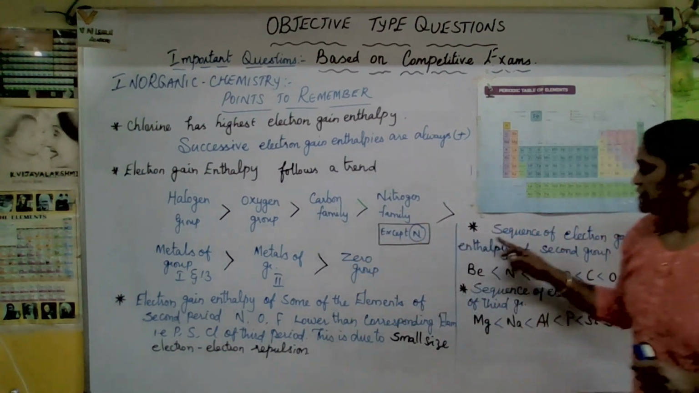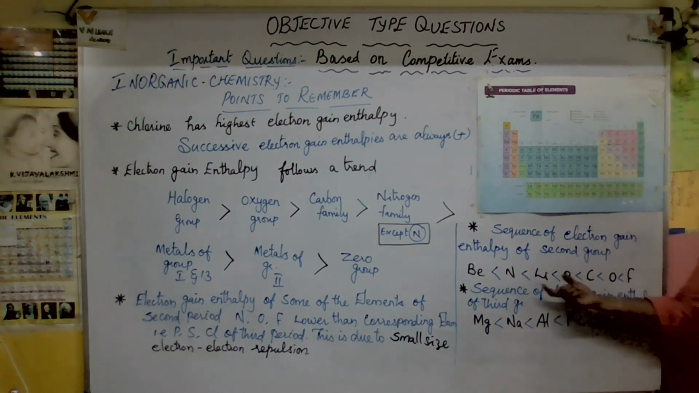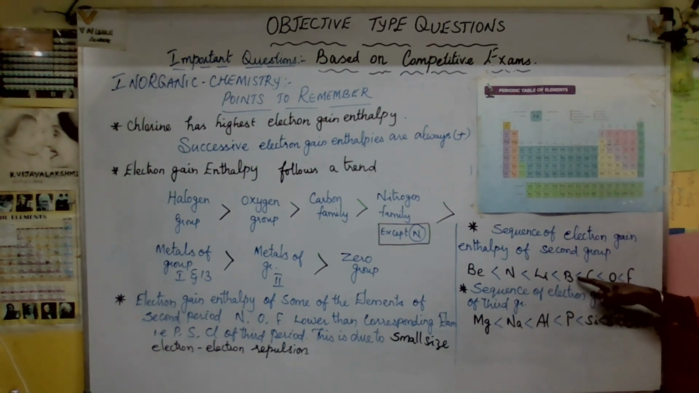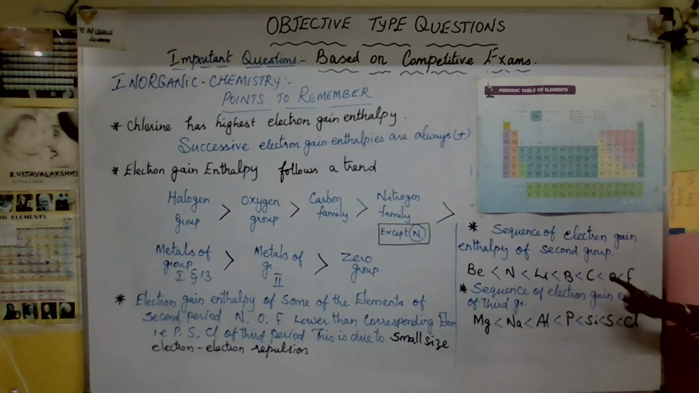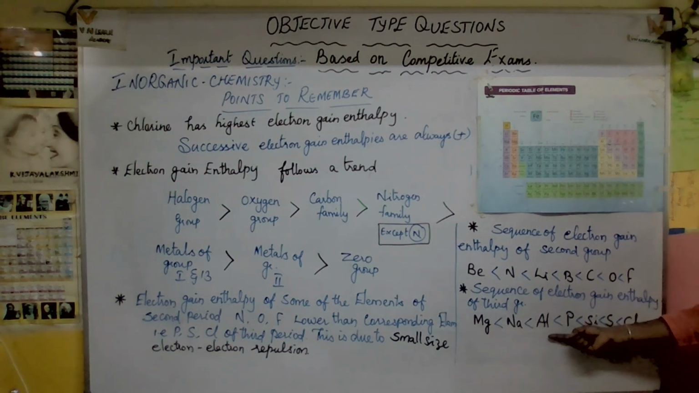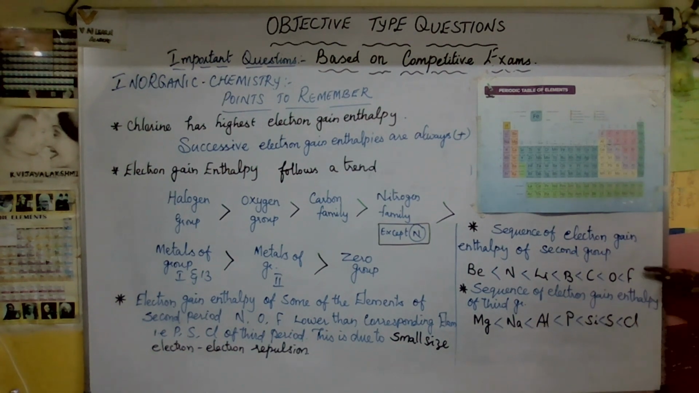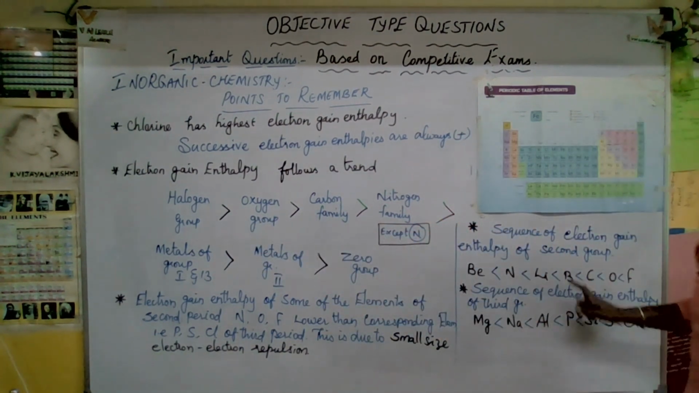Next one, sequence of electron gain enthalpy of the second period. What is the sequence you can follow? Beryllium is lesser than nitrogen, is lesser than lithium, is lesser than boron, is lesser than carbon, is lesser than oxygen, and finally fluorine. Okay, now the sequence of electron gain enthalpy of the third period. Magnesium is lesser than sodium, is lesser than aluminium, is lesser than phosphorus, is lesser than silicon, is lesser than sulfur, and is lesser than the halogen, chlorine. You got an idea as you see the sequence.